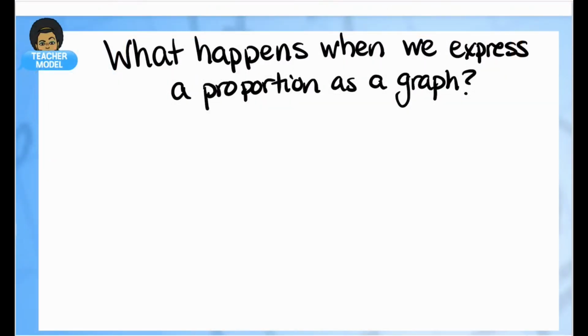Quick lesson, Math Marbles. We're going to answer the question: what happens when we express a proportion as a graph? And we'll look at a proportion for this situation. What if I can buy 2 slices of pizza for $3? And it's really funny, outside of New York, people would ask me, a slice of what?